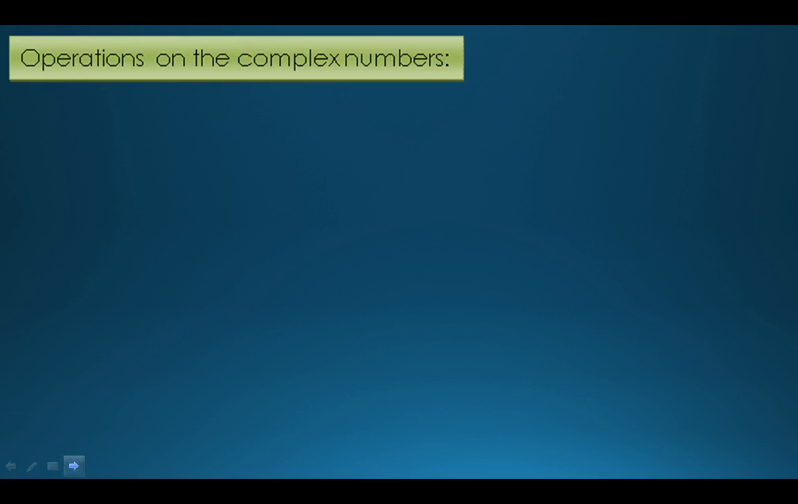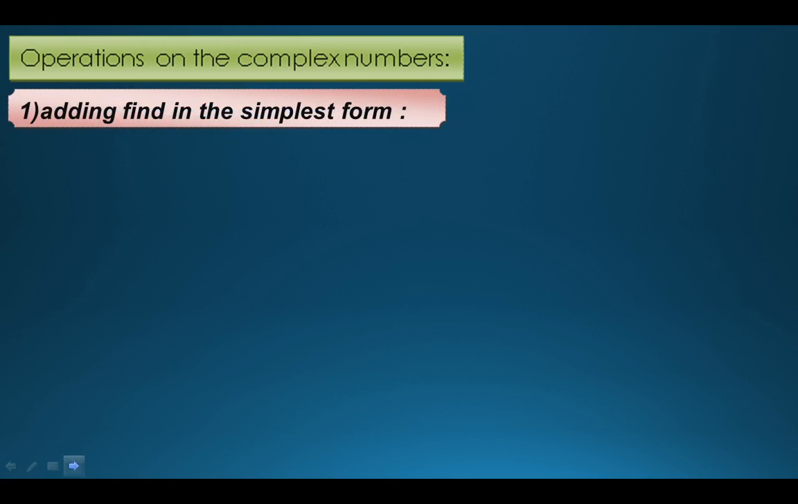Operations on complex numbers. Here we are going to study three operations on complex numbers: adding and subtracting, multiplying and dividing. Okay, let's go. First, adding. Find in the simplest form 7 minus 4i plus 2 plus I.